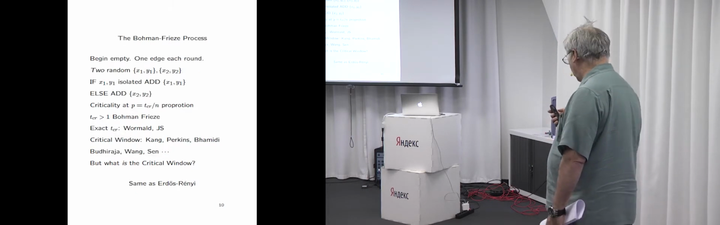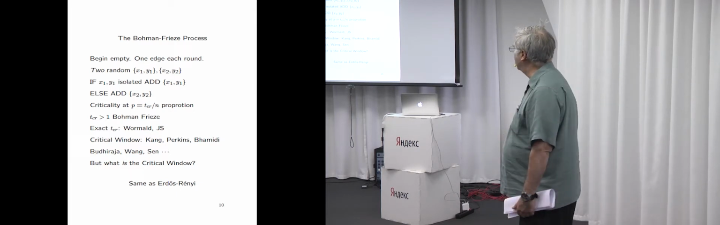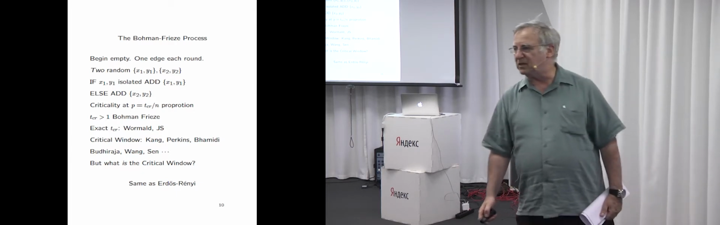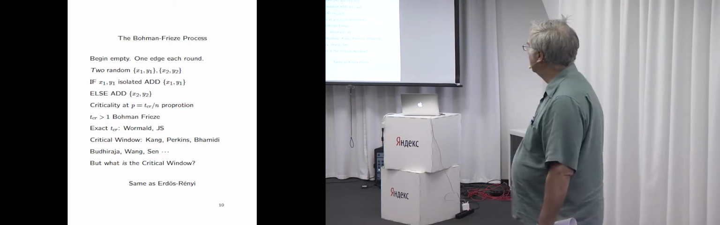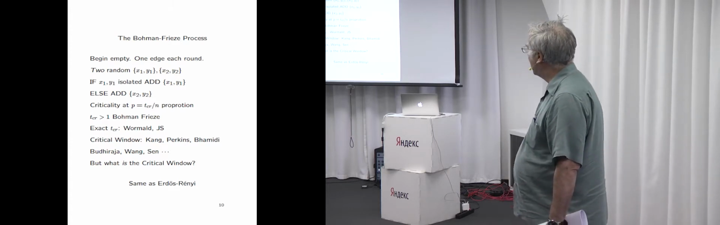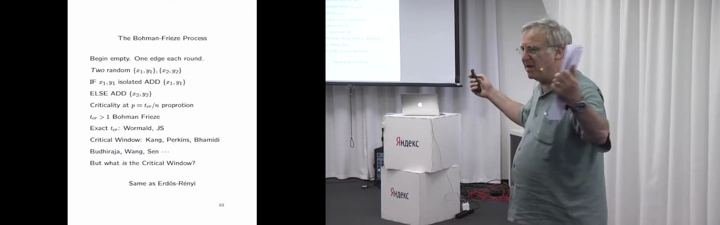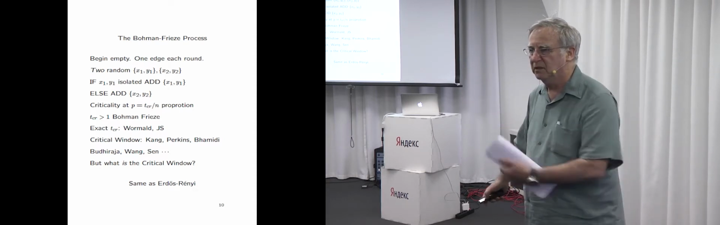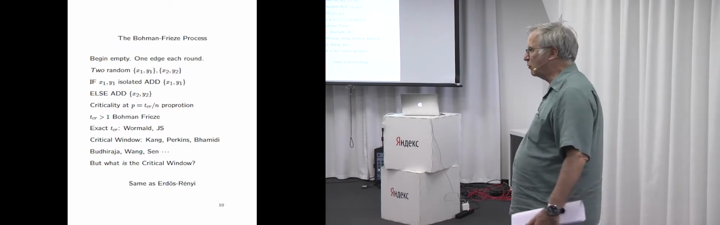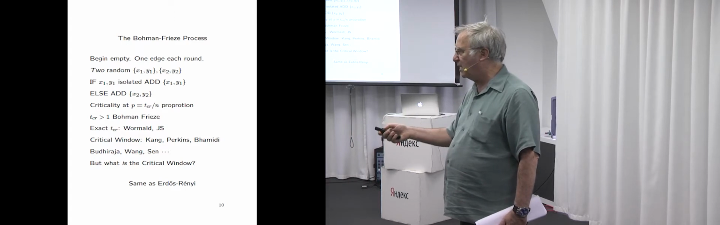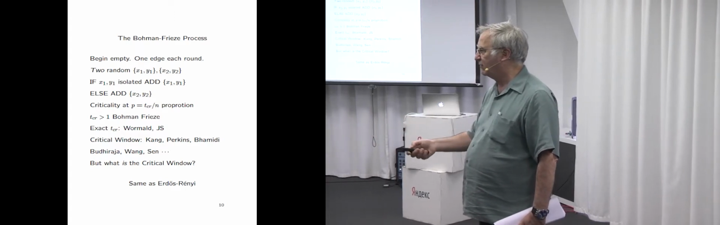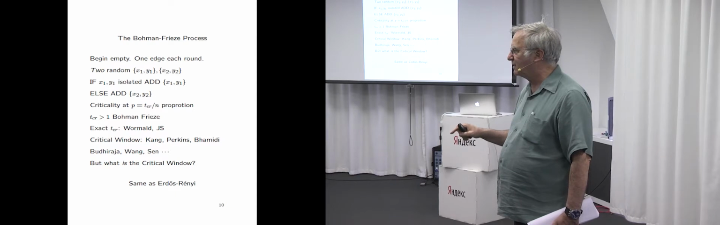Here's another nice one that I've worked on and many other people have worked on. This is a process called the Bohman-Frieze process for Tom Bohman and Alan Frieze, both at Carnegie Mellon University. It's one of many similar processes, so the specifics aren't so important. You start with the empty graph, and every round you add one edge. Now here's how you add an edge.